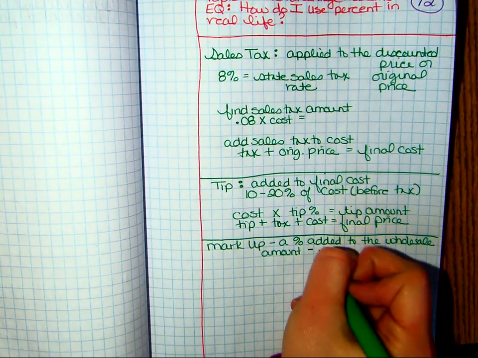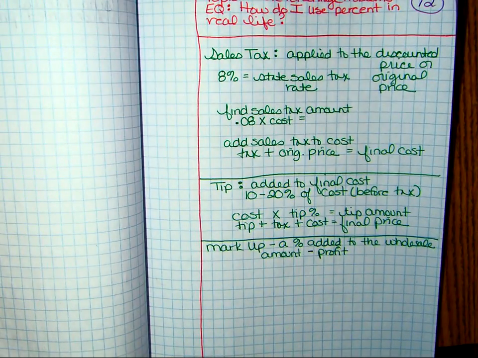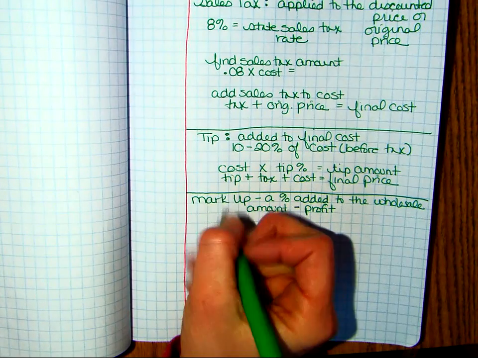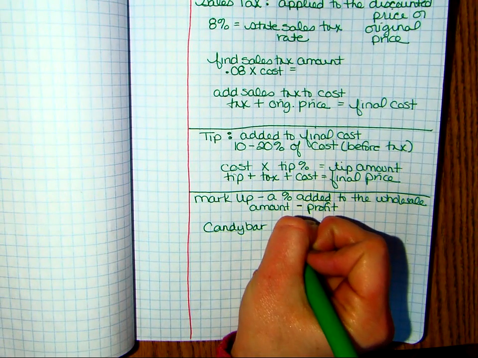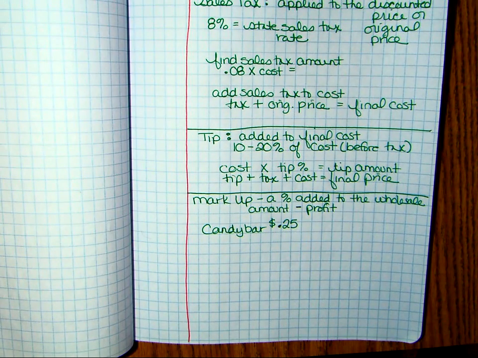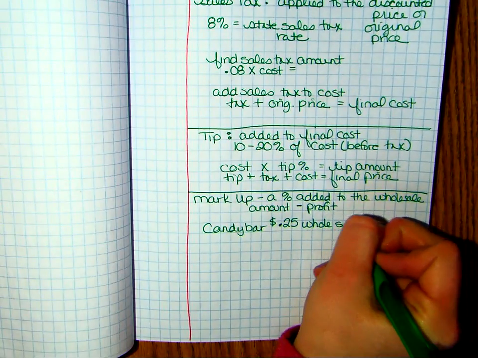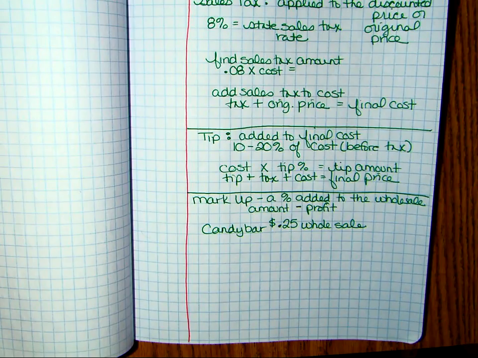It is the profit. Okay, so for example with this one, I'm going to actually do this one out. Let's say a candy bar is wholesale 25 cents. That's how much you can get it at the Hershey Company. Now you have to have a special license to be able to buy things wholesale that you're going to resell. You don't just get to go buy things super cheap.